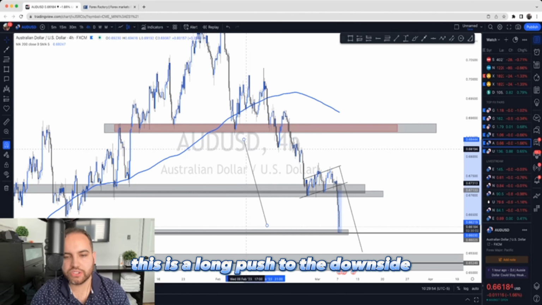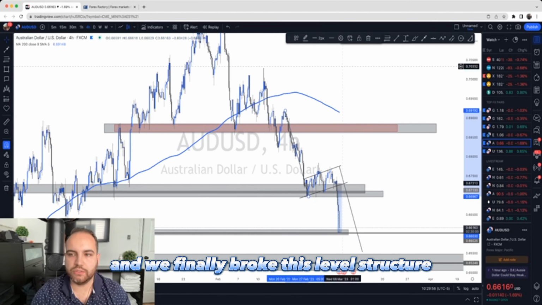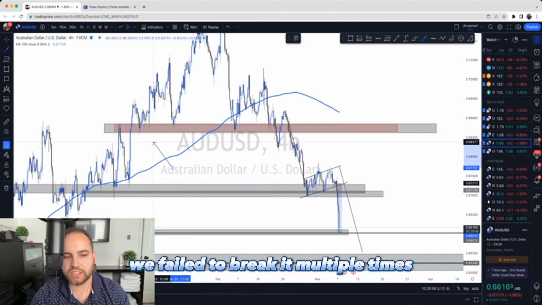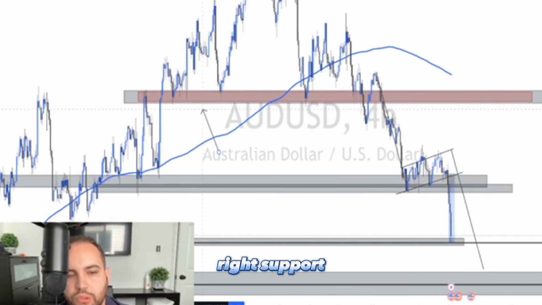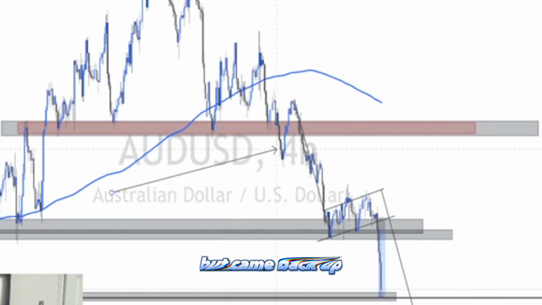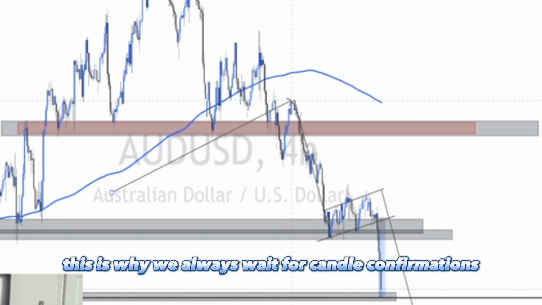This is a long push to the downside, and we finally broke this level structure. We failed to break it multiple times. Look, we got support, right? It faked out a little bit, but came back up. This is why we always wait for candle confirmations, guys.